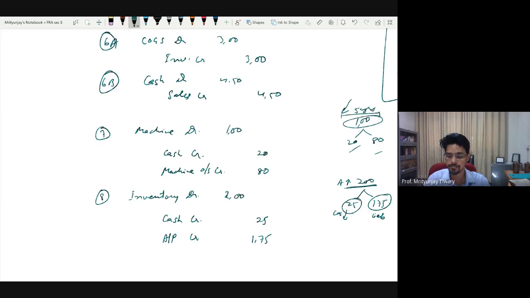Fine. Liability increase, go check your rules. Liability increase should be credited. Asset reduction should also be credited. That's why both of these are credited. And asset increase should be debited. That's why this one is debited. Everyone comfortable up till here?